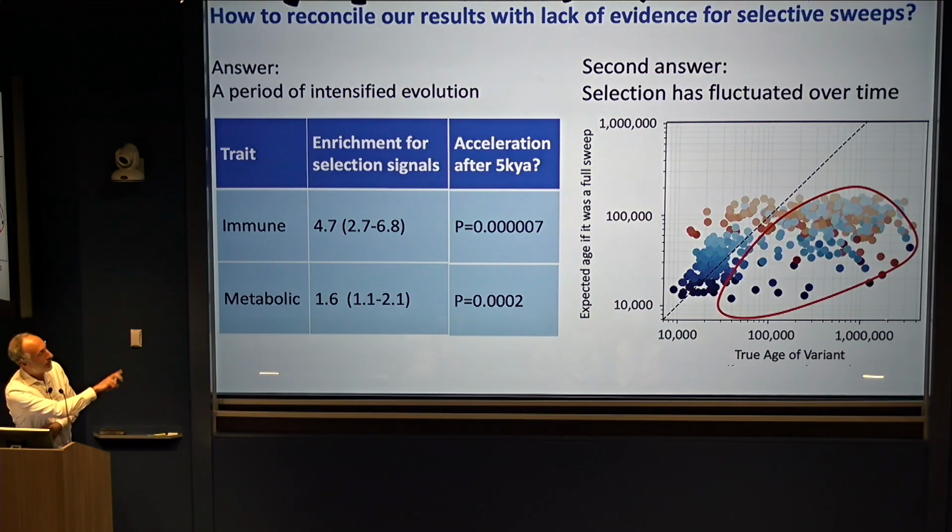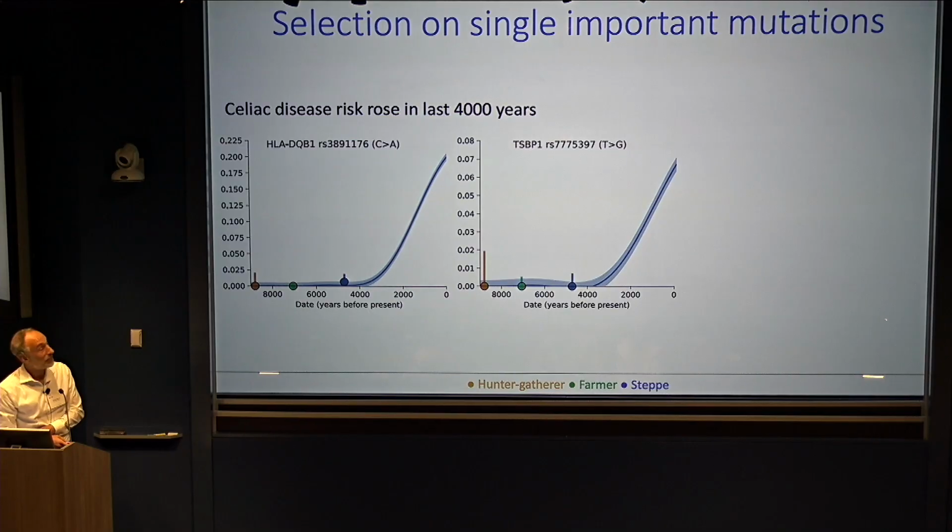But there's many that are on the right there that are circled that are much older in truth than you would expect. And this must mean that selection has increased over time or even reversed directions, as shown by the red dots. I'm just going to have a few more slides, and I think I have a few more minutes.